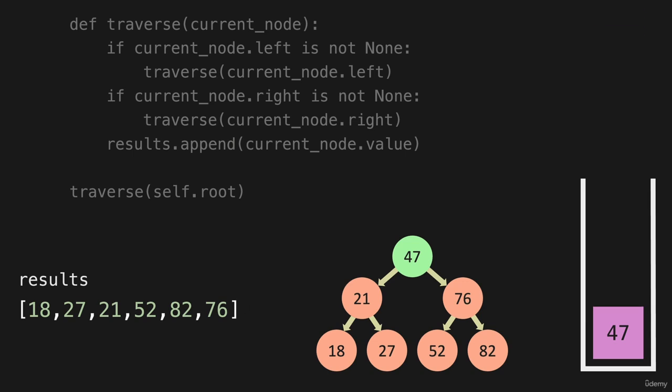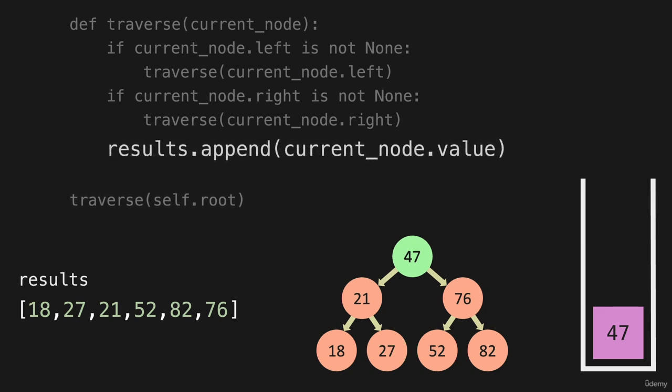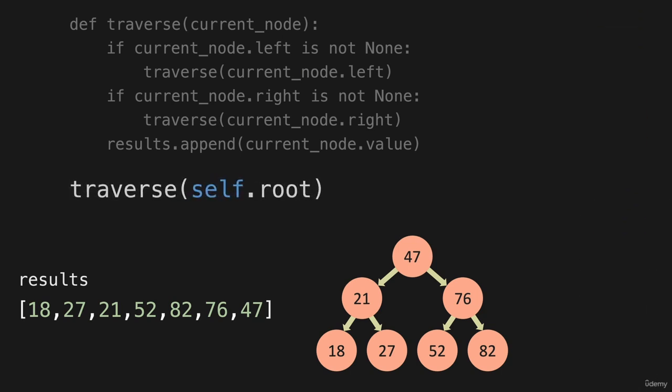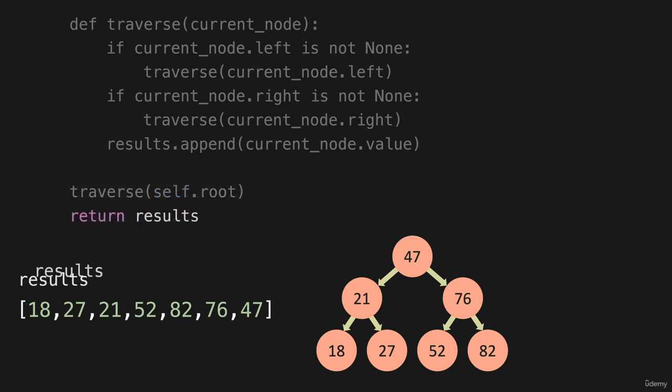And then finally, the 47 node, the one we kicked all of this off with, it has gone left, it has gone right, and now it can append its value to the results list like this. And now we can pop that one from the call stack, and that was the original function call. So now the only thing left to do is to return the results list.